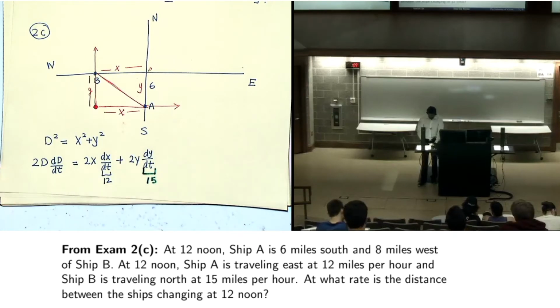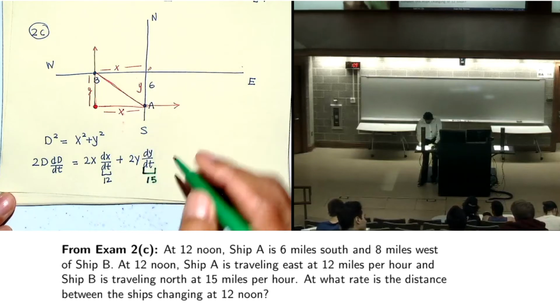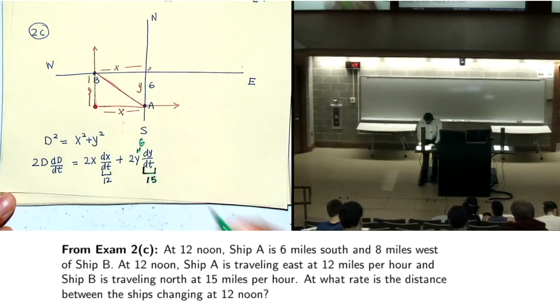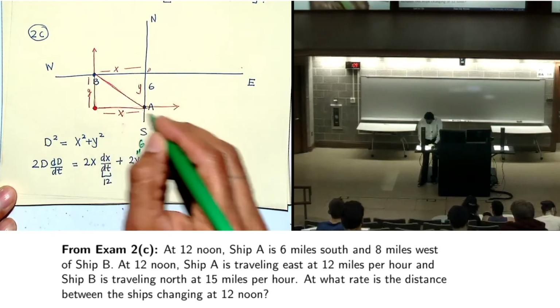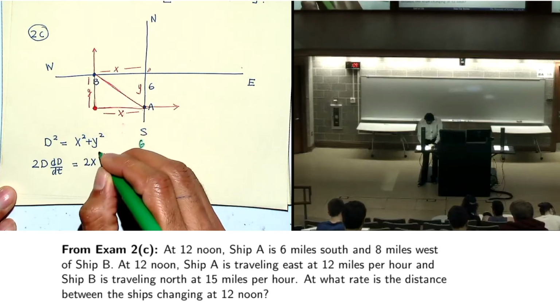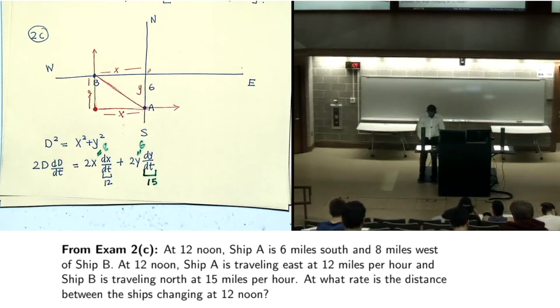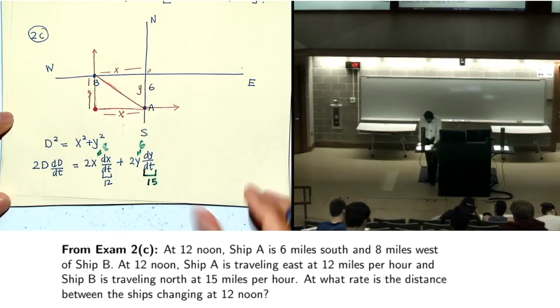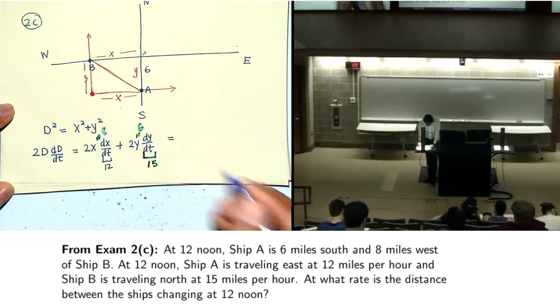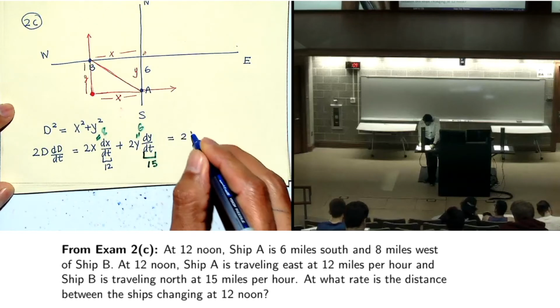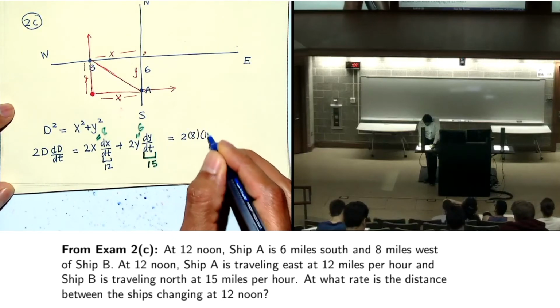Okay. And let's see what is the x. So y is 6 and x is 8. Is that correct? Is there any other information I need? Let's see. 2 times... there are so many numbers I have to add now.